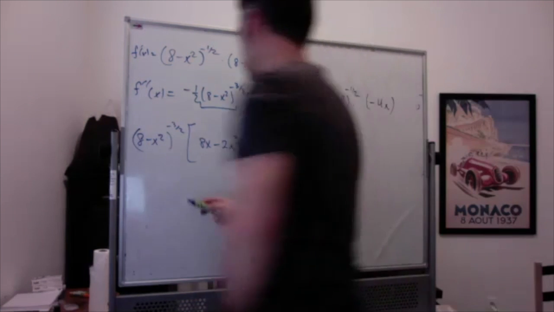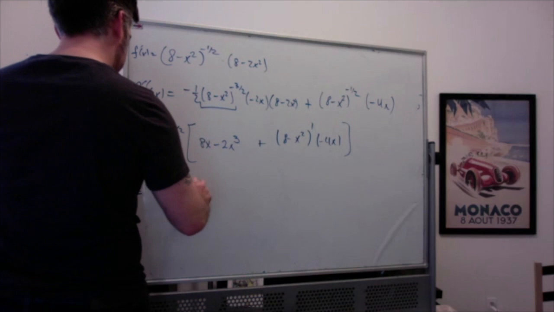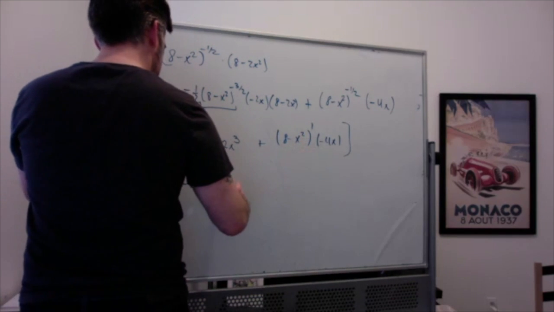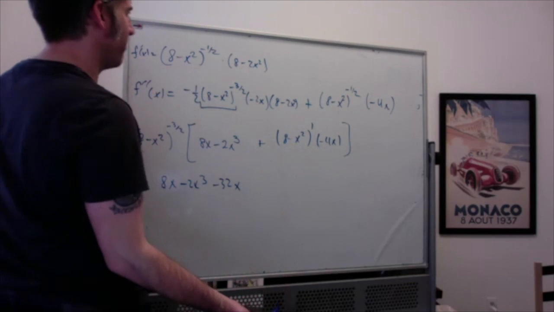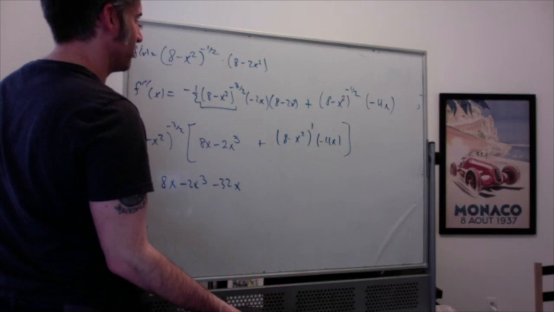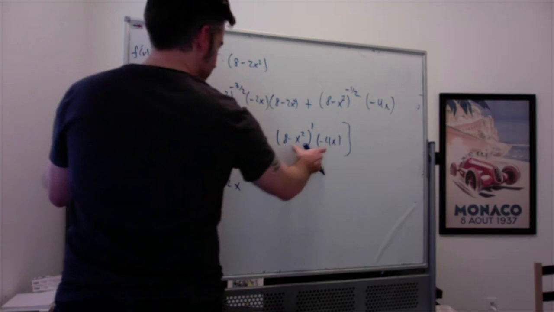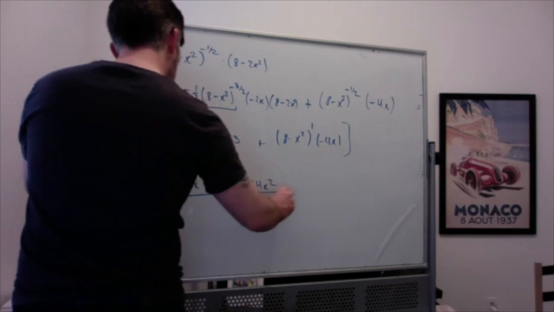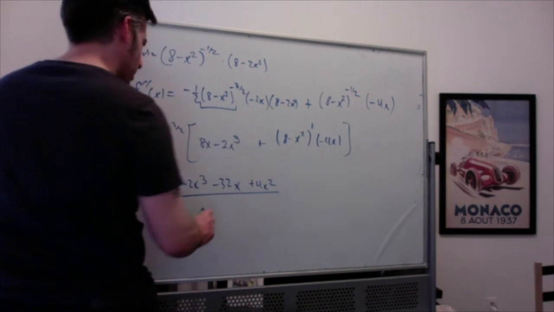So let's see, this looks like 8x minus 2x cubed. 8 times negative 4 is minus 32x and, this feels like I've made a mistake, which is really unfortunate because we were so close to being done. But I've got a plus 4x squared. Maybe not, maybe I'm just imagining things. Oh, I am imagining things. We're good. It just looks terrible.